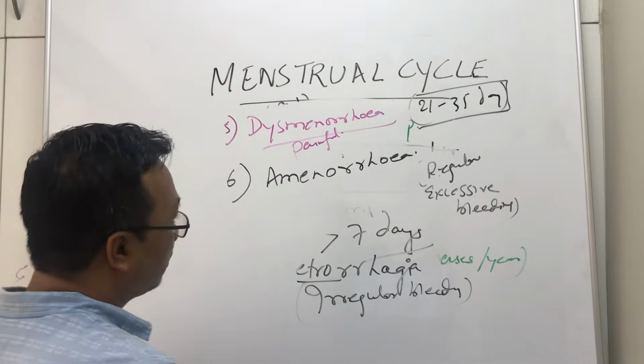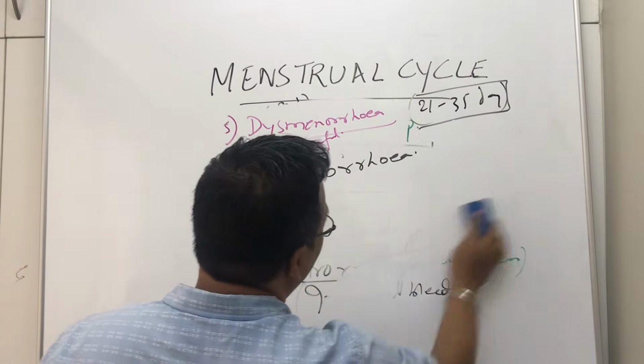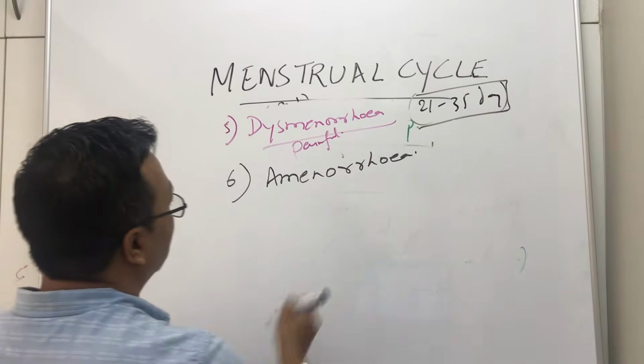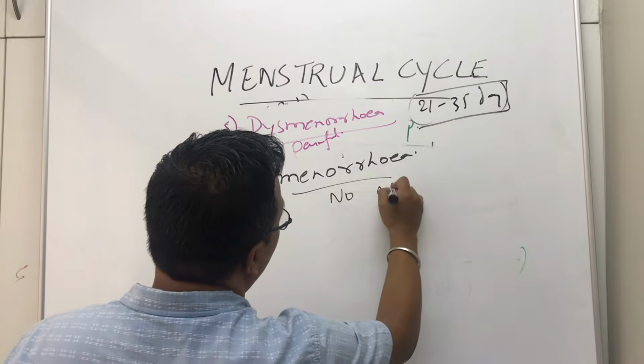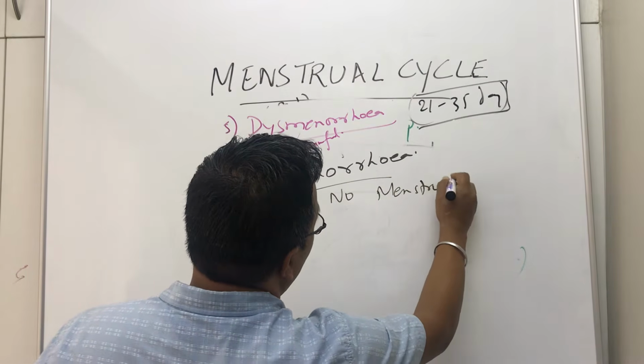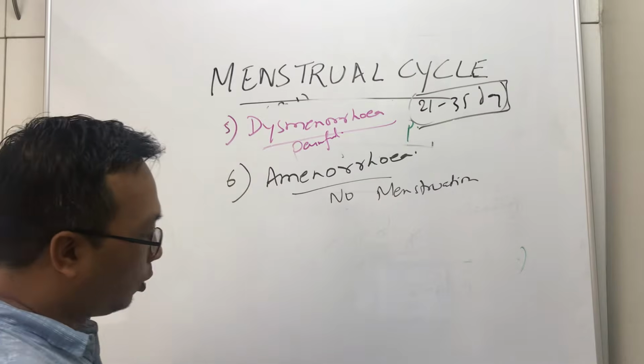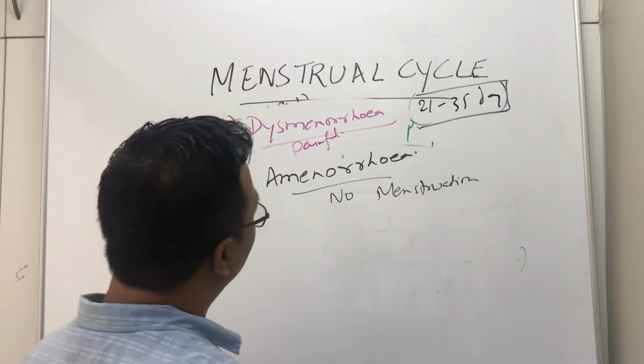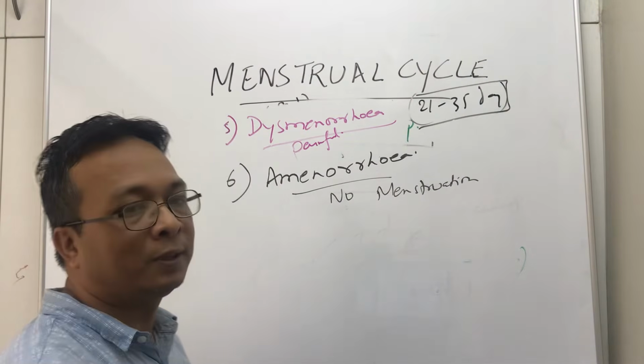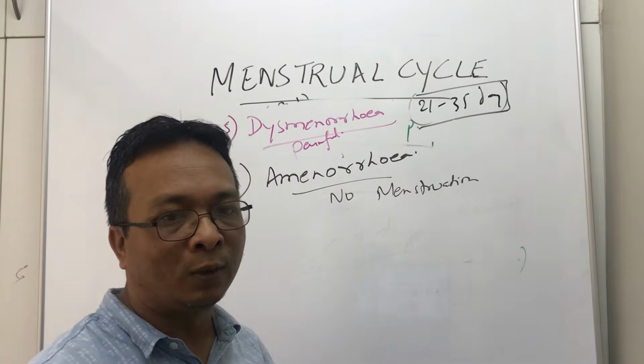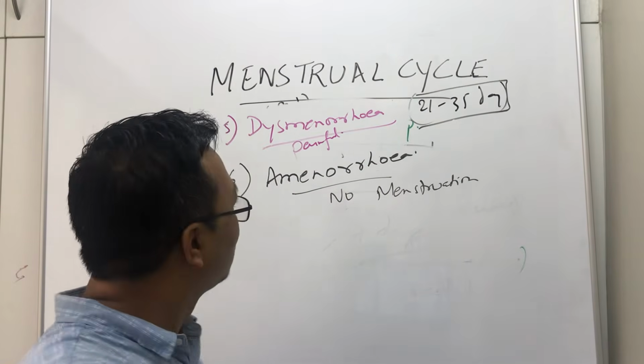Amenorrhea. So amenorrhea means no menstruation. Okay, so these are the 6 terms that are related to menstrual cycles, and you need to understand these 6 terms. Okay, so we'll go one by one.